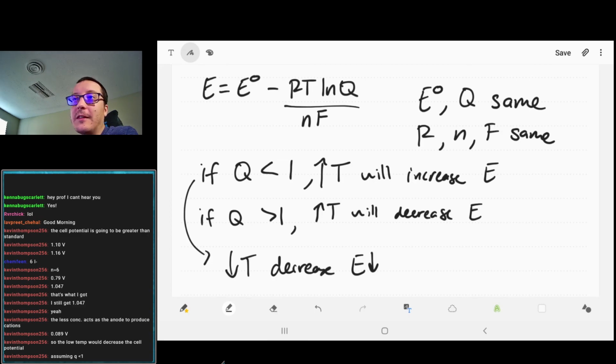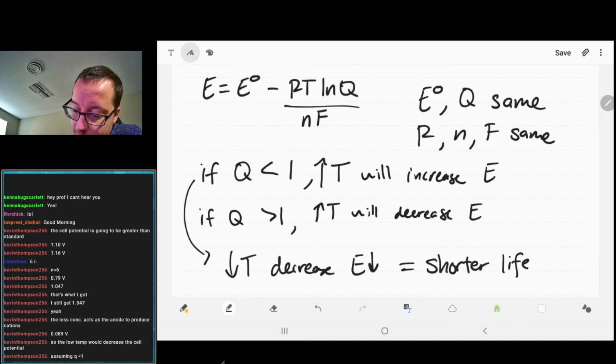So that means you're going to get less electricity out of it if it stays at 4 degrees Celsius from your fridge. So is that going to prolong the lifespan of your battery? Probably not, because if it stays at 4 degrees Celsius, you're going to have less potential to work with, so it's going to last shorter before it goes to 0, right? So as a result, putting your batteries in the fridge will actually decrease their lifespan.